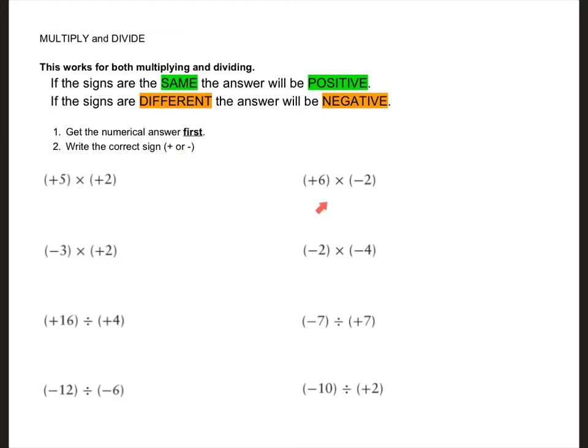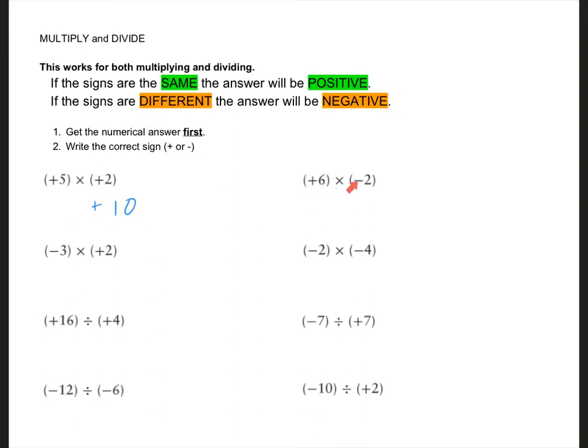So when I'm looking at these, I'm just trying to get the answer and then put the positive or the negative sign on based on these rules at the end. So flying through these, we're going to have +5 times +2. The signs are the same, right? So we're going to say in our head, we know the answer is 10, and it's going to be positive because the signs are the same.